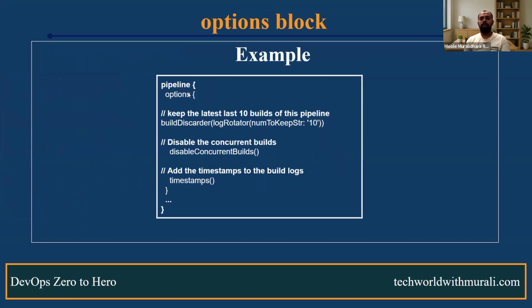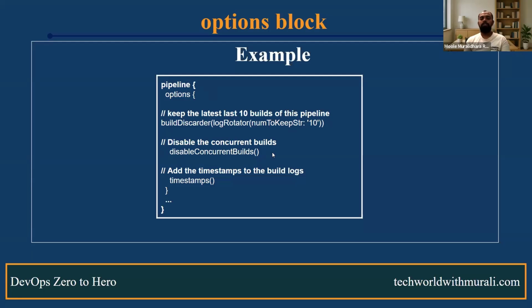Inside the pipeline, we need to define it after agent. After agent, we need to define this options block. Here you can see build discarder, log rotator, number to keep. We mentioned 10. It means it will maintain a maximum of 10 builds, the latest 10 builds. And also disable concurrent builds, which you can see we mentioned here.